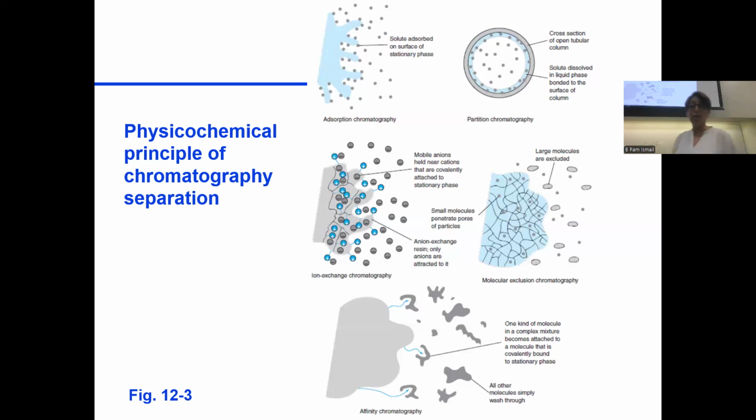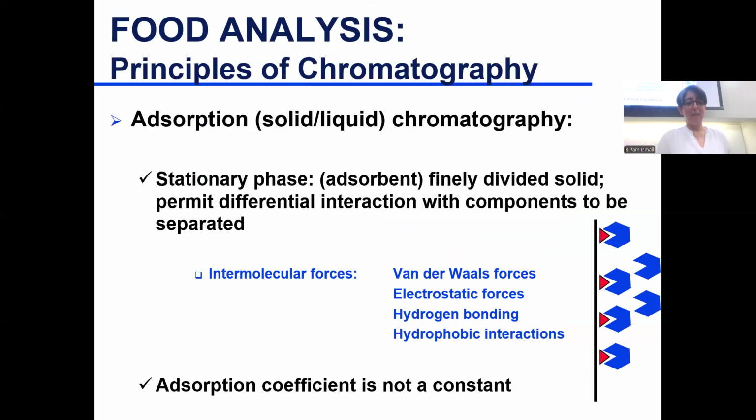So we're going to talk about all of those, but this is a summary figure, 12.3 in your chapter. And a very expensive figure, by the way. We had to pay a lot to include it in the chapter. But it's a very good illustration. Okay. Any questions so far?